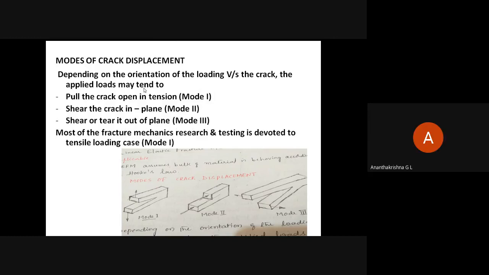Now what you do, take out your notebook, note down these 3 sketches clearly and write mode 1, mode 2, mode 3. Note down that mode 1 pulls the crack open in tension, the second one shears the crack in plane, and tear it out of the plane is mode 3. Please note down these 3 sketches. Very important. In your notebooks, please note down those 3 sketches.